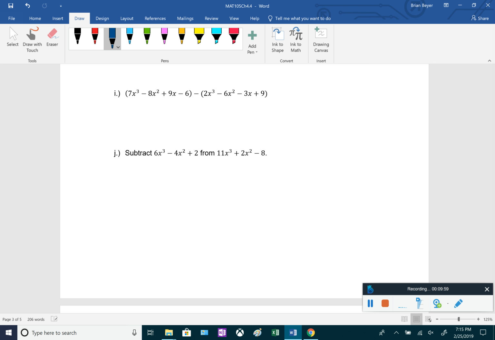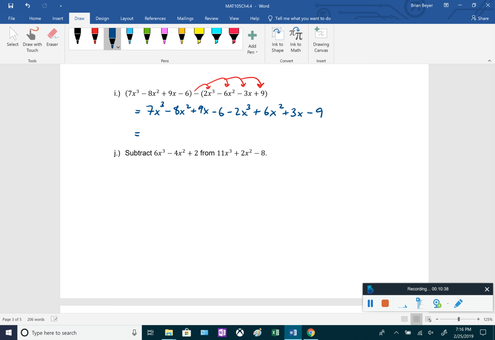Next one here, we have 7x cubed minus 8x squared plus 9x minus 6. And now we're subtracting, minus parentheses 2x cubed minus 6x squared minus 3x plus 9. So we have to distribute this negative to each term in that second polynomial. I'm just going to rewrite this first one and drop the parentheses. And then essentially we're just going to negate everything in that second polynomial. So minus 2x cubed plus 6x squared plus 3x minus 9.